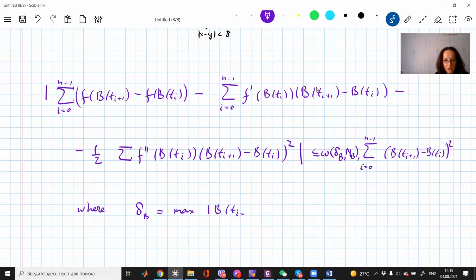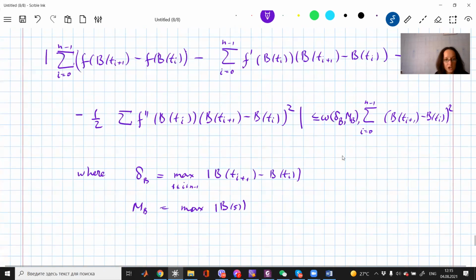So I take the distance between two points in this function, yes? And I take the maximum value of it. And here m_b, the constant m, says in what interval these points are. So they are in the interval of b of s here, so they are not larger than the maximum of Brownian motion on this interval. Okay, so I have such an upper bound.